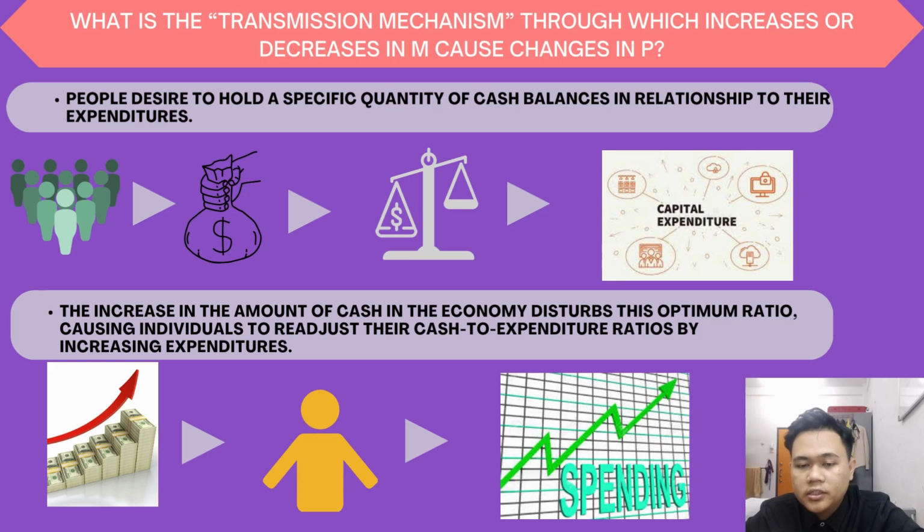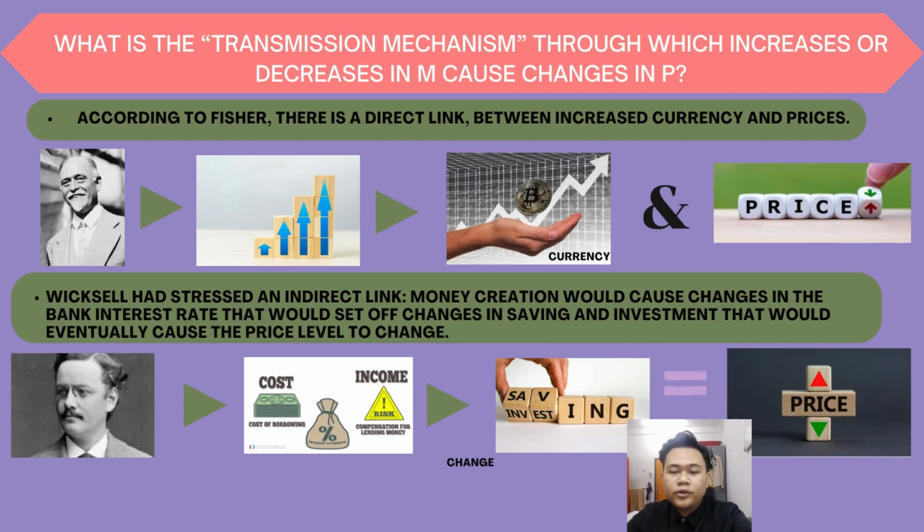Second, an increase in the amount of cash in the economy disturbs this optimal ratio, causing individuals to adjust their cash to expenditure ratio by increasing expenditure. We move to the next point.